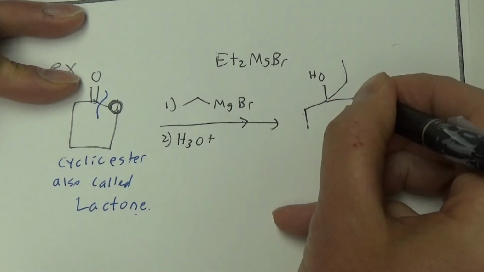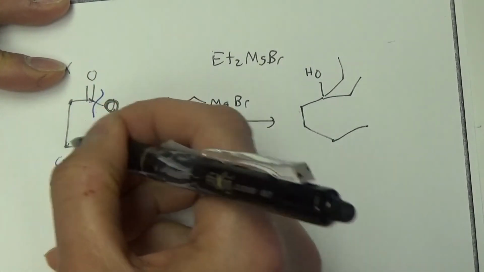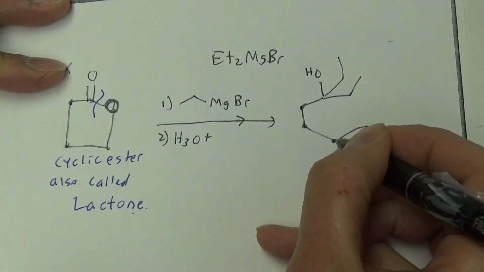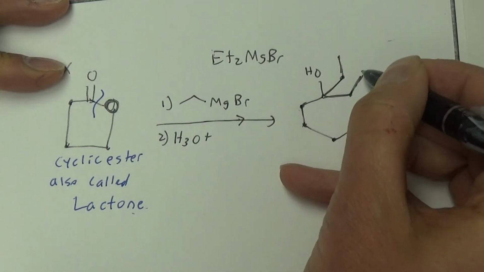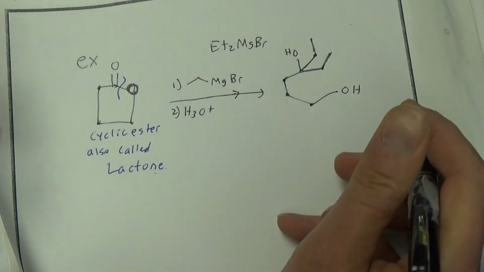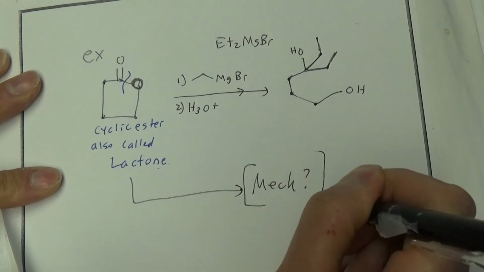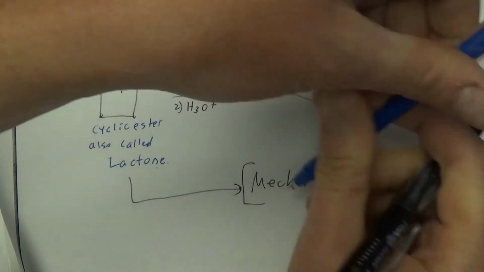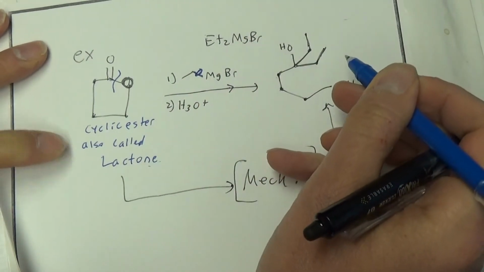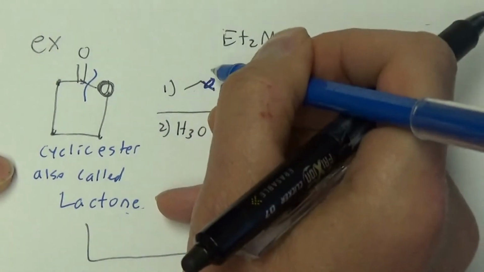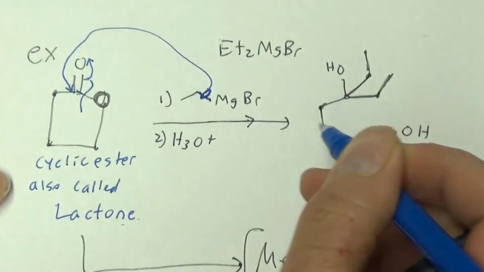Ethyl. Let's see, we have carbon, carbon, carbon, carbon, carbon, carbon, OH. Ethyl 1, ethyl 2. Right? You can try the mechanism. I'll show the first step. Ethyl, you circle the bond because the bond is nucleophilic. Attacks, and then the electrons go up. Then you can draw that intermediate.